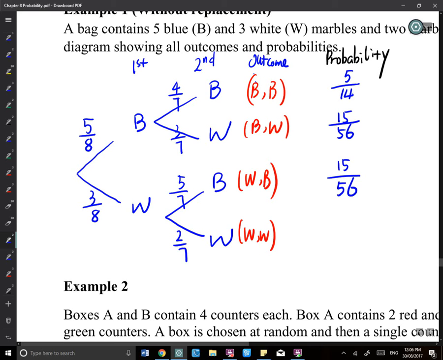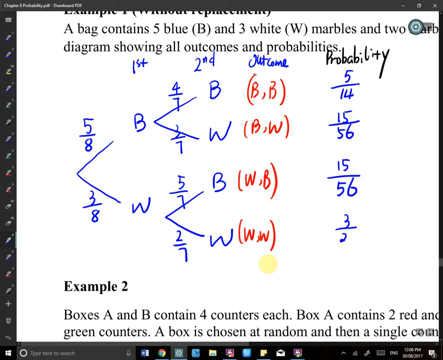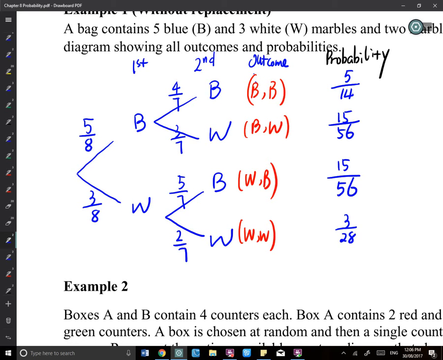And the probability of two white, 3/28. Yep, the 2 and 8 get cancelled with a 4. 4 times 7 is 28, and 3 left on top, so 3/28. Those probabilities added up should give you 1. If you try and it's not 1, it means we did something wrong. They should add up to 1.